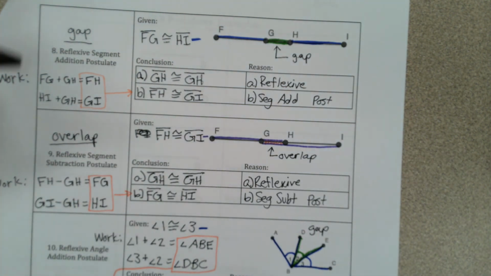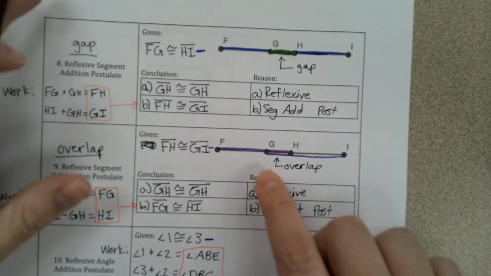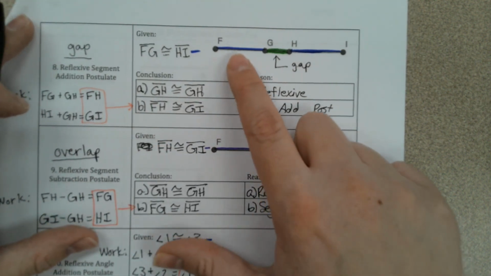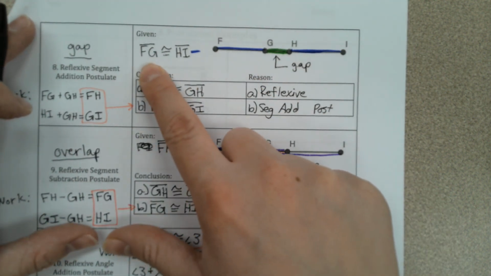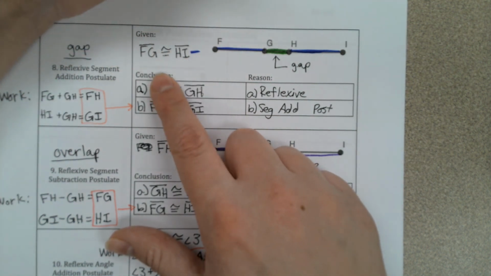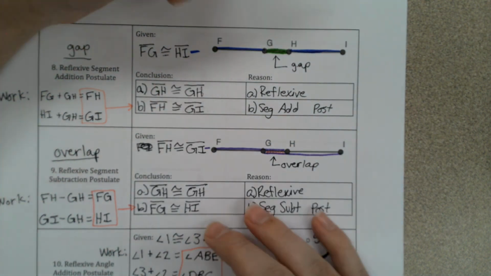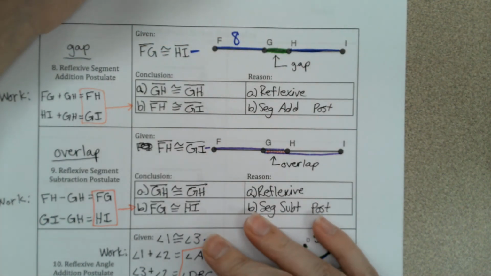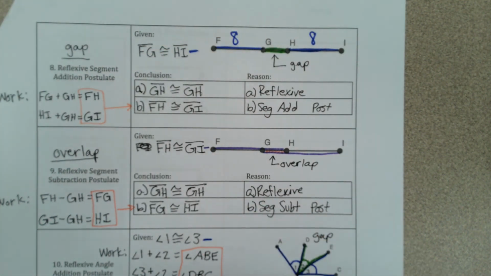But if we attach a number value, this is how it would look. So let's look at number 8 here with the segment addition postulate. So we started with FG and HI, and they're congruent. So let's say if I said that FG is 8, then HI would also be 8. And then let's say that GH here is a 3.